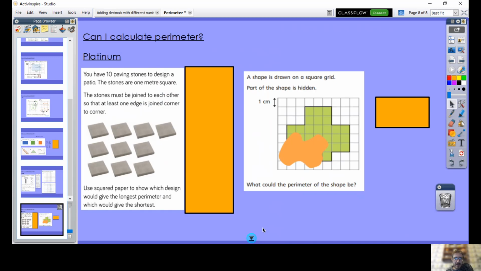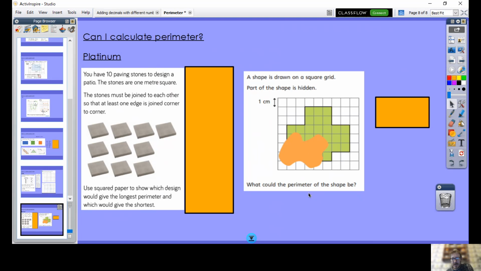And then finally, the platinum questions. So you have 10 paving stones to design a patio. The stones are 1 meter square. The stones must be joined to each other, so at least one edge is joined corner to corner. So you can't have just one corner touching the other, the edges need to be touching as well. Use square paper to show which design would give the longest perimeter and which would give the shortest. So arrange these 10 paving stones into 2 shapes, one that will give the longest perimeter you can, and one which will give the shortest.